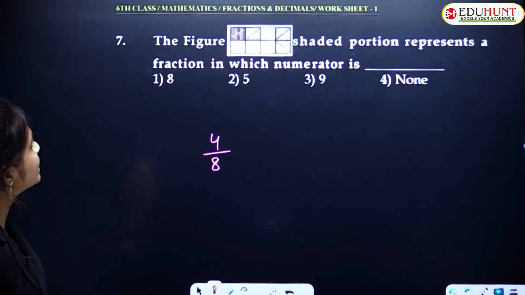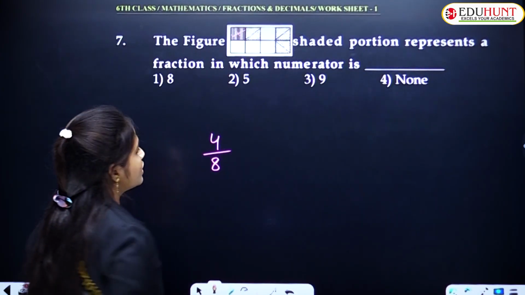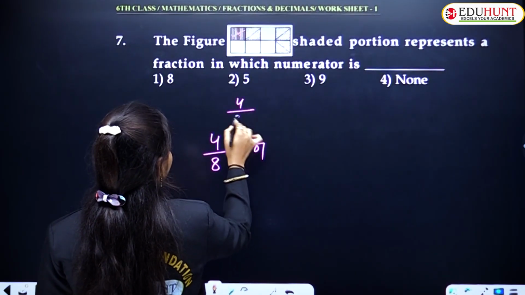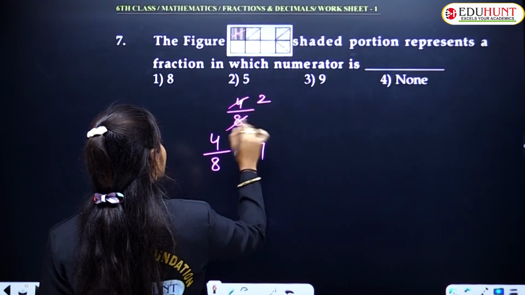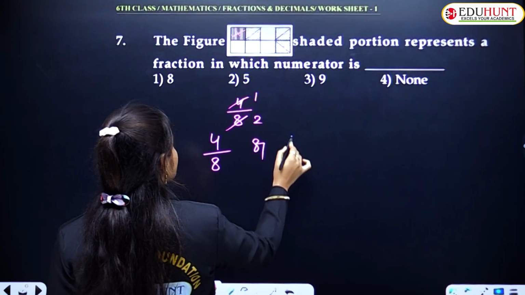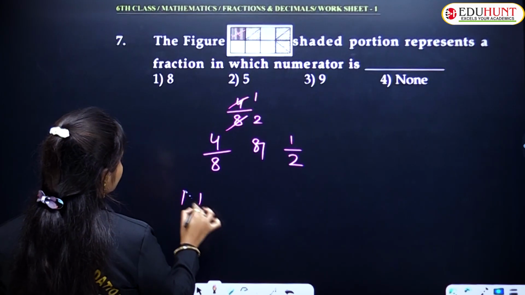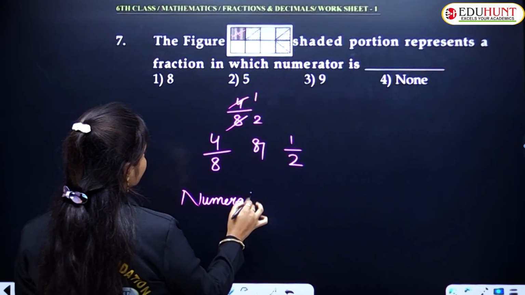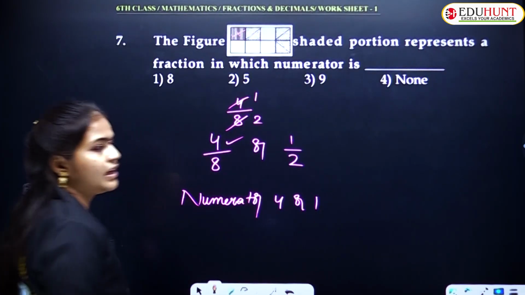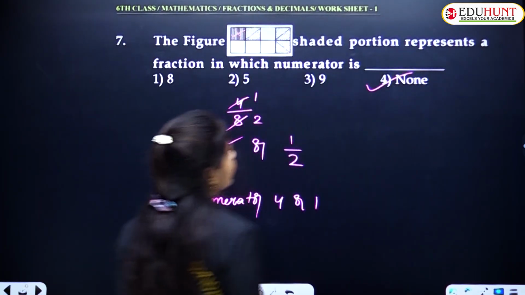Represents a fraction in which numerator is. See here, we can write this one with cancellation also, right? So 4 by 8, we can do the cancellation as 2 2s are 4, 2 4s are 8, or else 4 1s are 4, 4 2s are 8, which is equal to 1 by 2 also. We can write that. Understand? So here numerator, what is that? Numerator is 4 or 1. But that option is not there, those two are also not there. So that's why the answer is none.